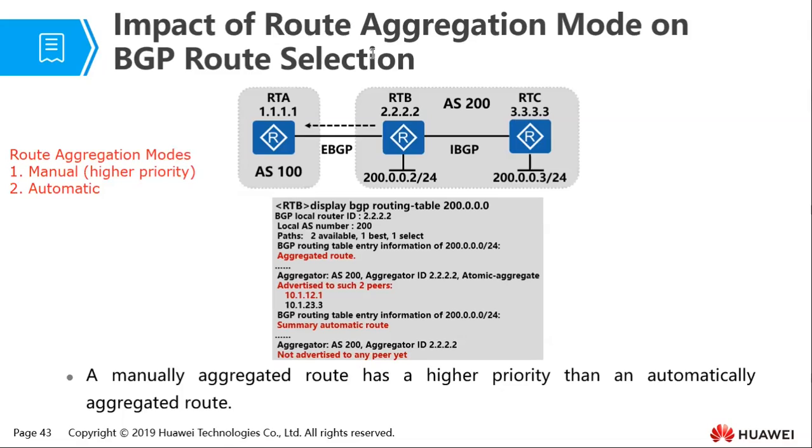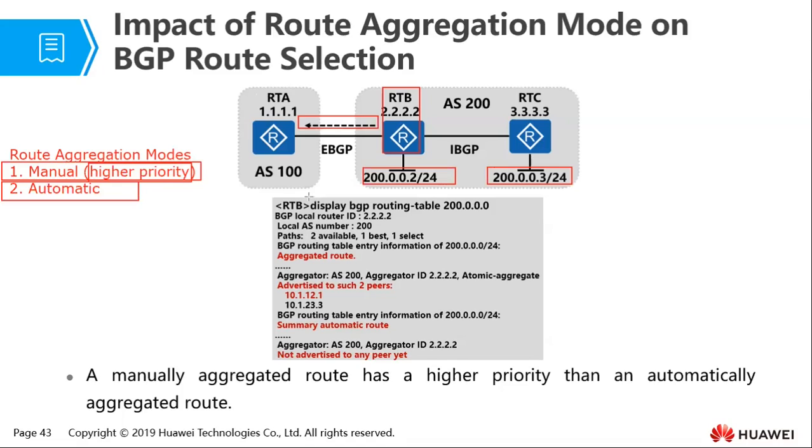So in this particular scenario, RTB has been configured with both manual and automatic aggregation in order to summarize these two routes to a single route before advertising it to RTA. So which route is RTB going to advertise to RTA? Is it the manually or the automatically aggregated one? Obviously, as we've said, RTB will advertise the route with the higher priority, which is the manually aggregated route.